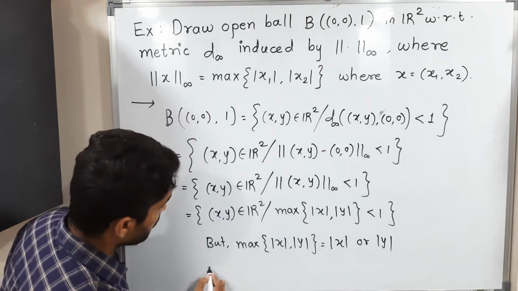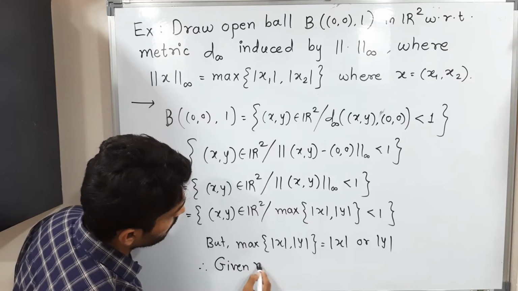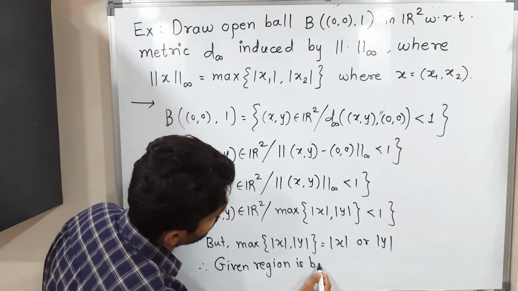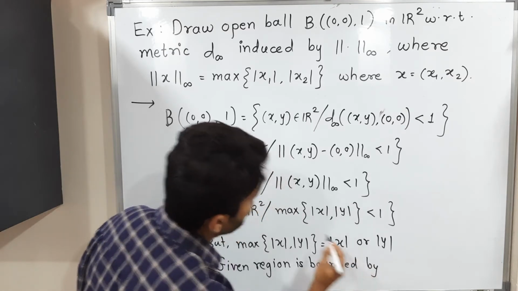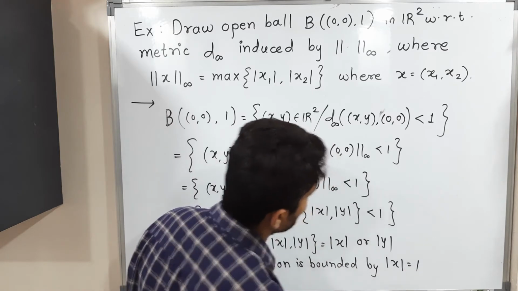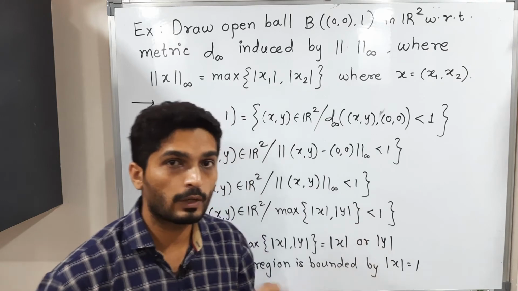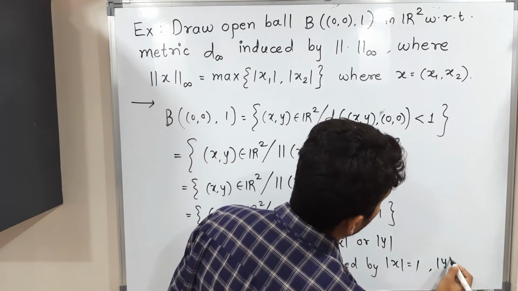So therefore the given region is bounded by, as I told you, its value is either mod x. So that's why I am considering equality here, mod x equal to 1. Without equality we cannot draw the diagram, and mod y is equal to 1.